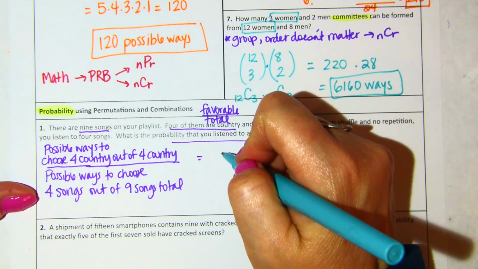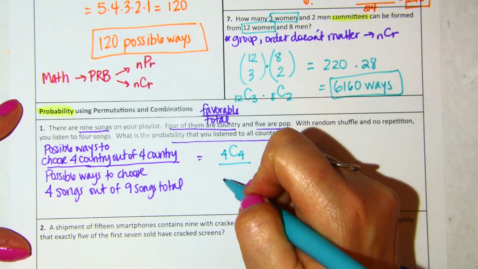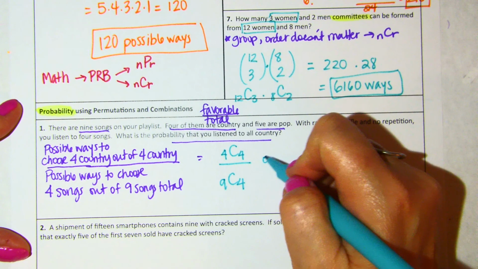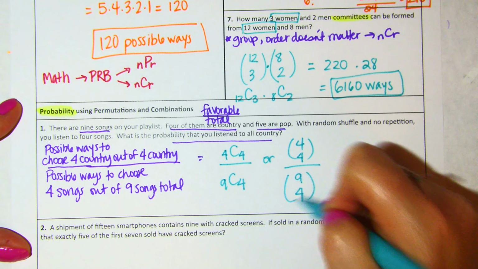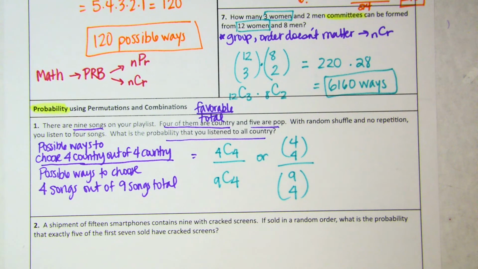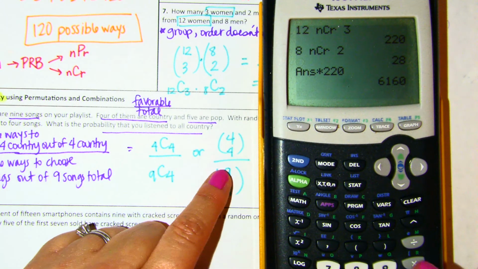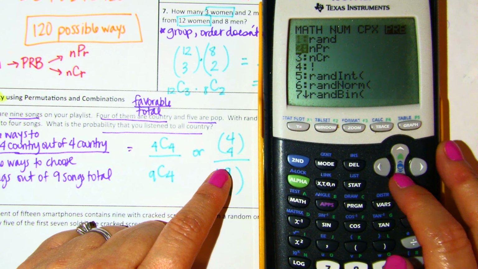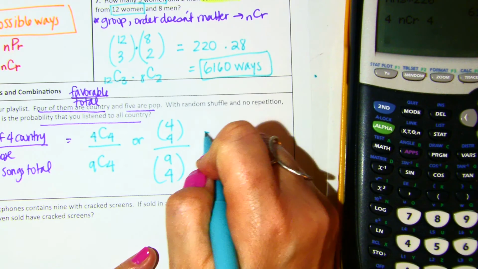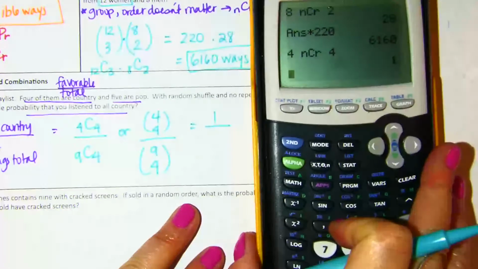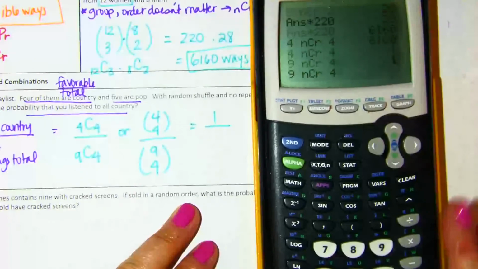So on the top, it's going to be 4 choose 4. And on the bottom, it's going to be 9 choose 4. Or you can do the little parentheses notation. It's the same thing. Okay, so I'm going to do these on my calculator. So 4 choose 4, I already know that's going to be 1. And then 9 choose 4. So much better with the calculator, huh? It's so quick.